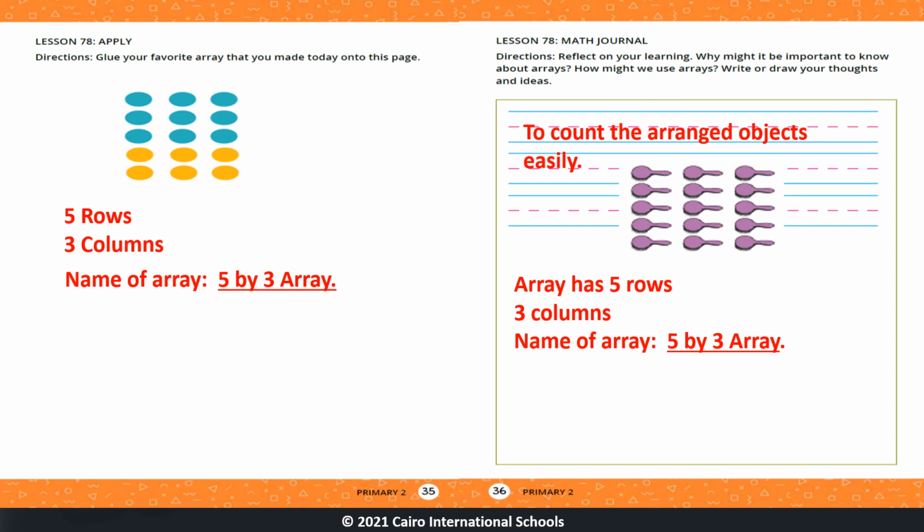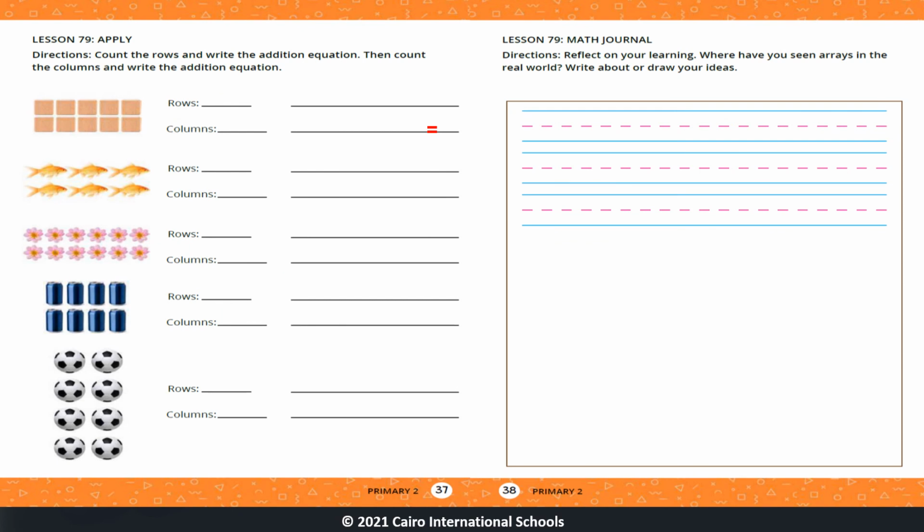Rows by columns. It has 5 rows and 3 columns. So this array is a 5 by 3 array. Lesson 79, the apply part. Count the rows and write the addition equation. Then count the columns and write the addition equation.